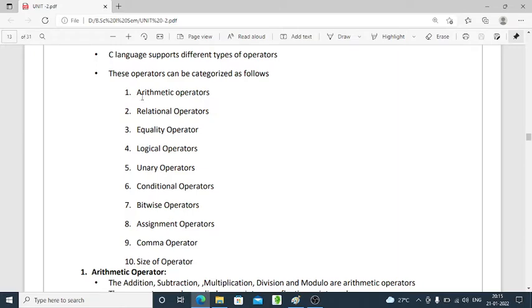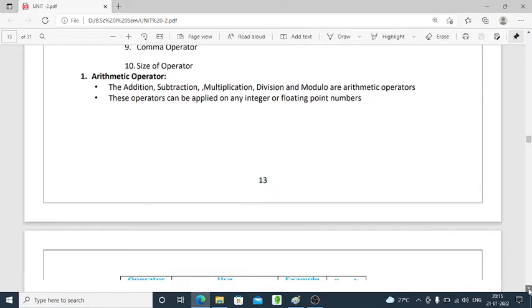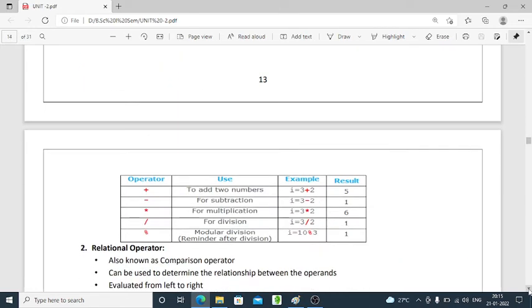Right? So the first one is arithmetic operators. The arithmetic operators are nothing but addition, subtraction, multiplication, division, and modulo, which are applied on integer or floating point numbers. If you observe this table, the plus operator is used to add two numbers, and this is the minus operator for subtraction, then multiplication, division, modulo.